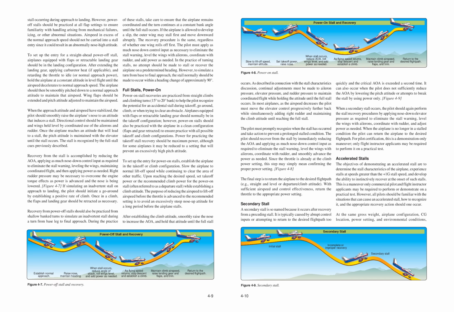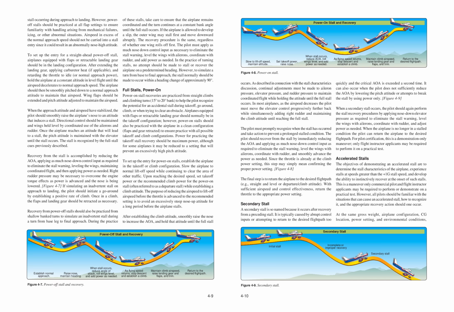Figure 4.9. When a secondary stall occurs, the pilot should again perform the stall recovery procedures by applying nose-down elevator pressure as required to eliminate the stall warning, level the wings with ailerons, coordinate with rudder, and adjust power as needed. When the airplane is no longer in a stalled condition, the pilot can return the airplane to the desired flight path. For pilot certification, this is a demonstration-only maneuver. Only flight instructor applicants may be required to perform it on a practical test.